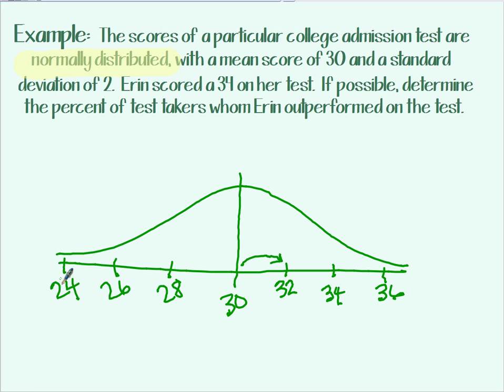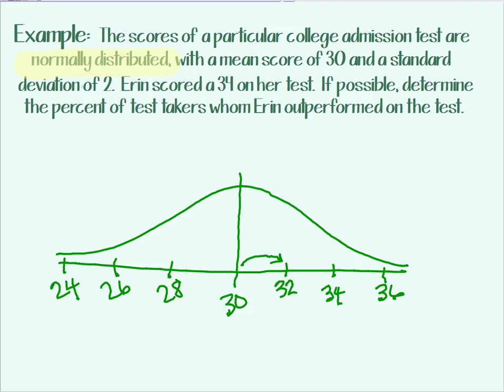Now, my question is, is it possible for people to score less than 24 on a test? Sure. It's just because of the normal curve and the normal distribution, it's not very many people that will do that, but it's still possible. So keep in mind our outliers on either side.